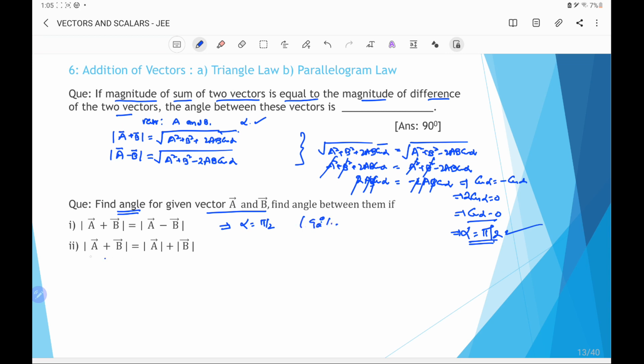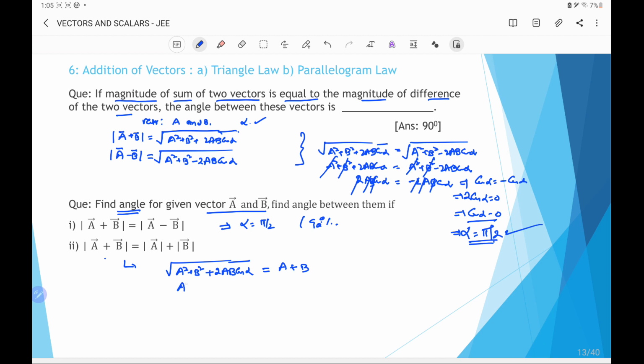Second condition is magnitude of vector A plus B equal to the sum of their magnitudes. So from this we can write, if A and B are the magnitudes of vectors A and B, and angle between them is say alpha, the magnitude of the sum of vectors will be square root of A square plus B square plus 2AB cos alpha, and it is equal to the sum of magnitudes of A and B. So simply we write A plus B.